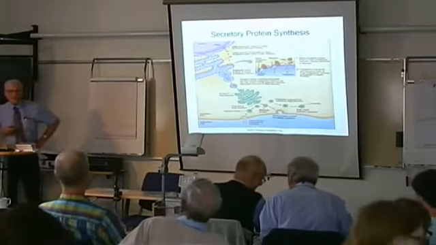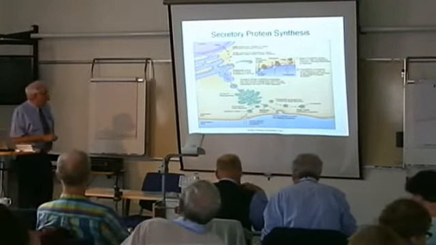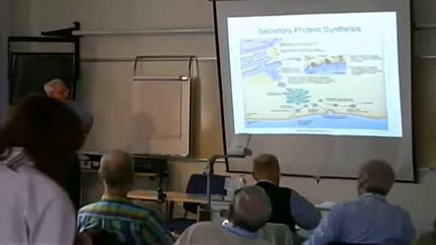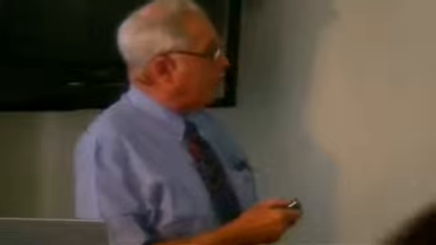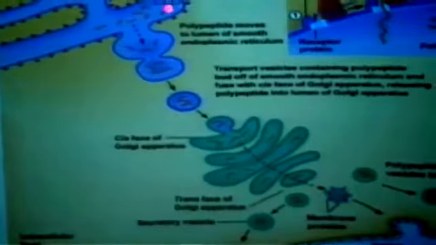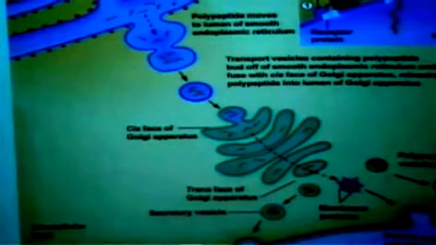Okay, well, let's get started again. I was about to talk about secretory protein synthesis, and we talked about this a little bit earlier, so I'll go through kind of fast. But there's the nucleus. The DNA is there. It gives the code to the messenger RNA, and that goes down here, attaches to a ribosome.